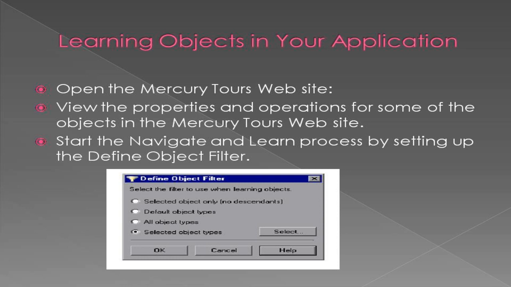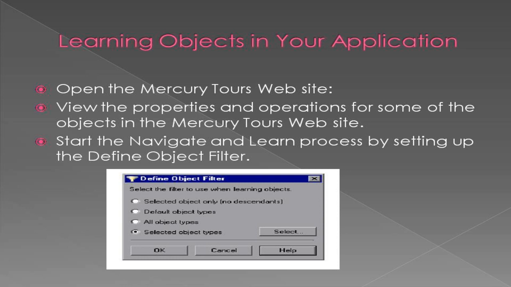6. Start the Navigate and Learn process by setting up the Define Object Filter. In QuickTest, choose Resources > Object Repository Manager. The Object Repository Manager window opens. In the Object Repository Manager window, choose Object > Navigate and Learn. Both QuickTest and the Object Repository Manager are hidden.